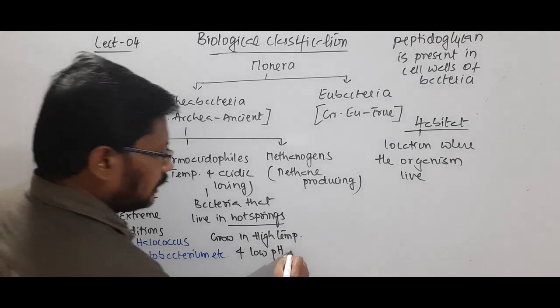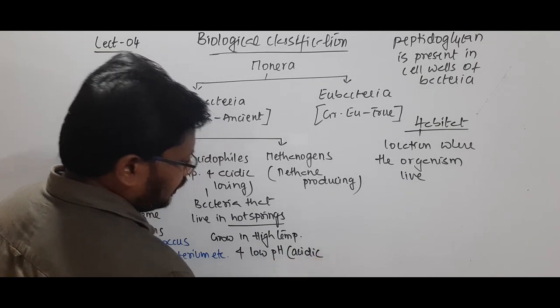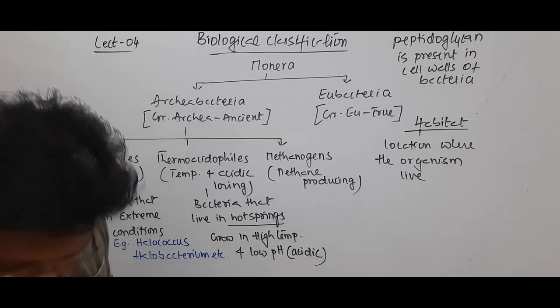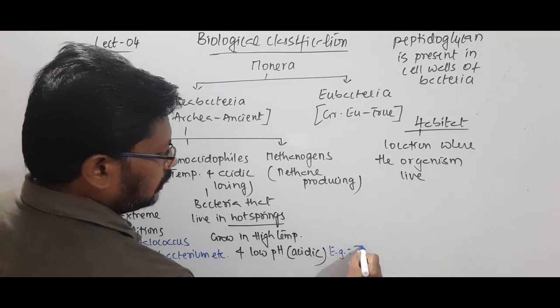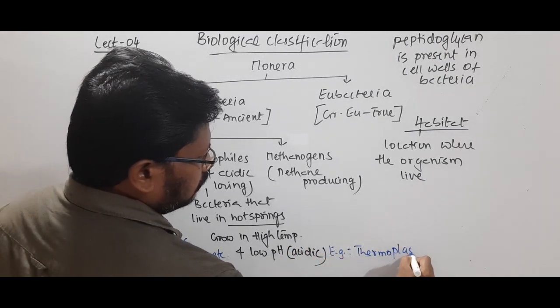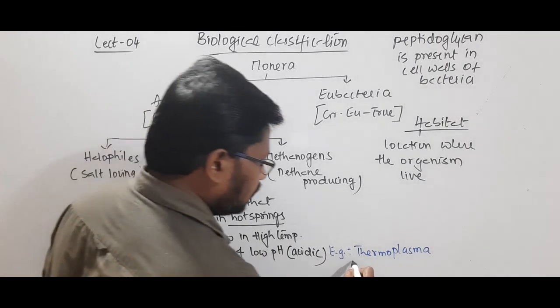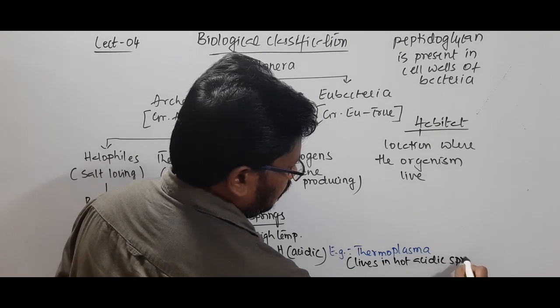Low pH means highly acidic conditions. Some examples of these thermoacidophiles are Thermoplasma. Thermoplasma is an example. This one lives in hot acidic springs.